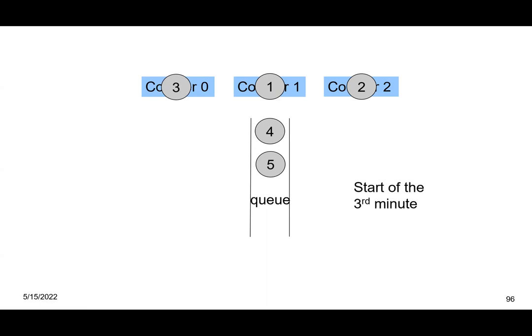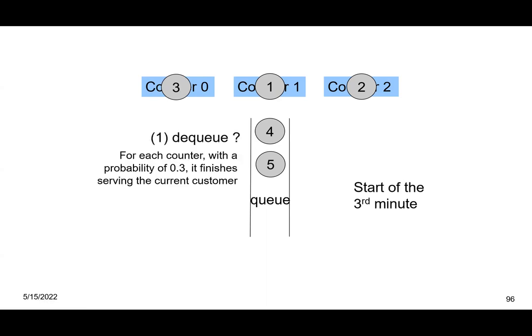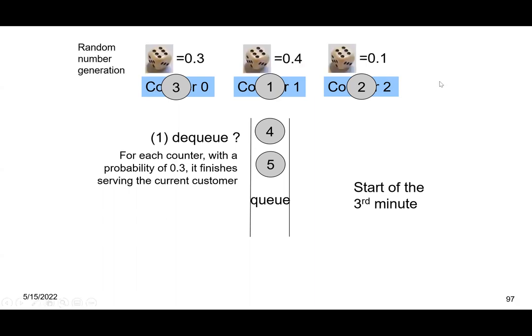And then in the third minute, you do step 1 again. So determine which counter to dequeue to remove the customer. You generate a random value again for each of the counters here. Based on our value, if it's less than or equal to 0.3, you are going to remove the customer from the counter, which means the customer will leave. So based on this value, for counter 0 and counter 2, the customer will leave, right? Then customer 1, because the value in counter 1 is 0.4, still remains there, hasn't finished yet. So this is the first step.